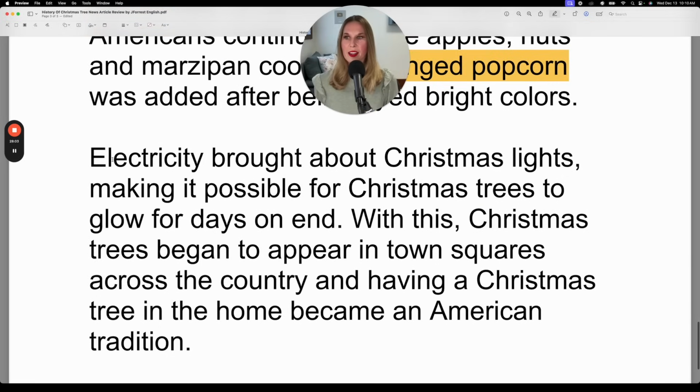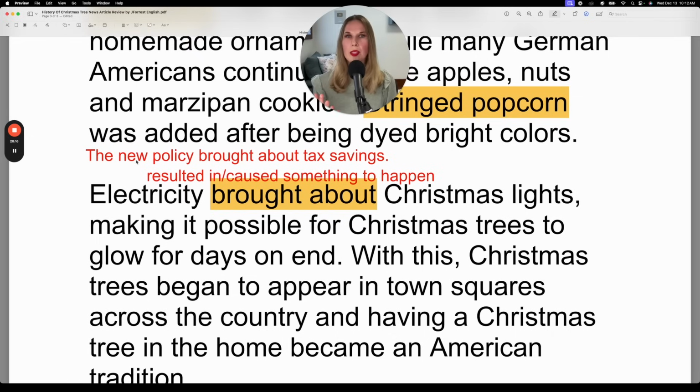Okay. Electricity brought about Christmas lights. When something brings about something, it just means it causes it to happen. You hear this a lot with government initiatives. The new policy brought about tax savings. So the new policy resulted in, or the new policy caused the tax savings to happen.